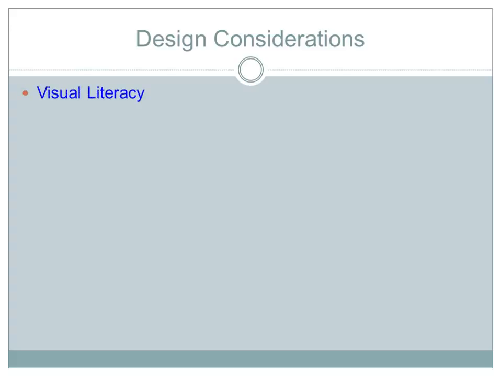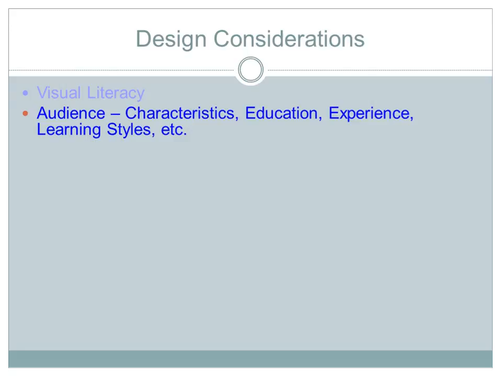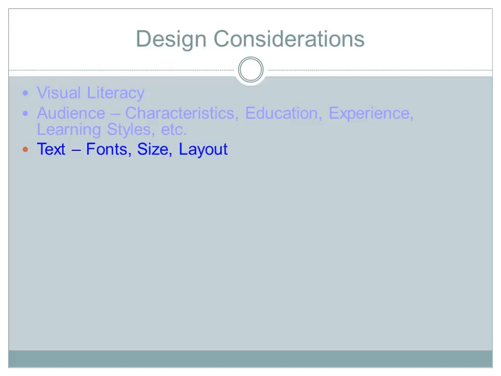Design considerations, you'll need to think about aspects of visual literacy as you create materials and create the course. Think about your audience, their characteristics, education, experience, their learning styles, whether they're more kinesthetic or visual or audio learners. And one of the approaches I take is to try and present media in various formats to accommodate different learning styles.